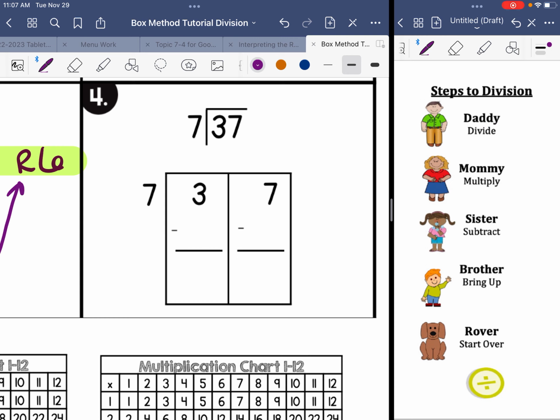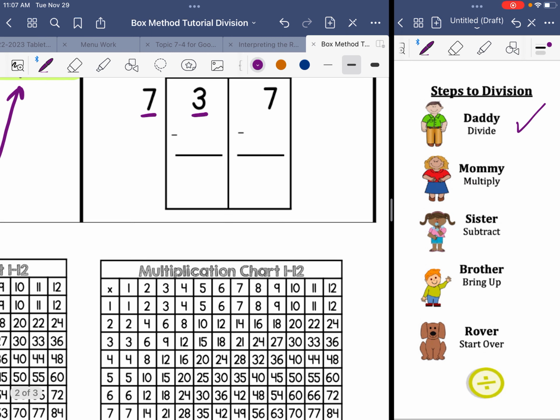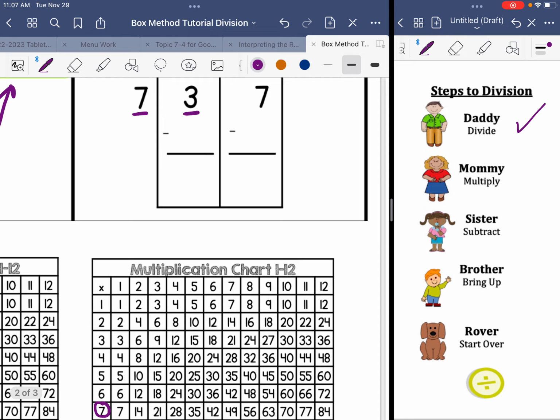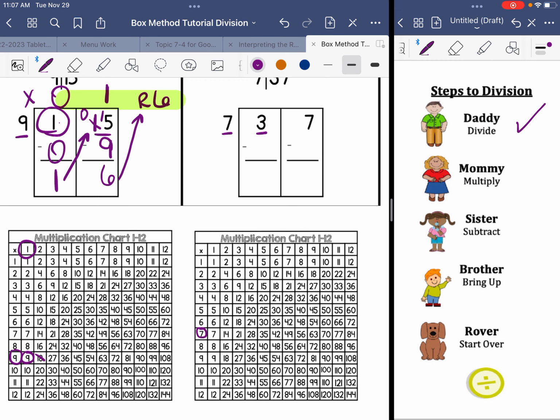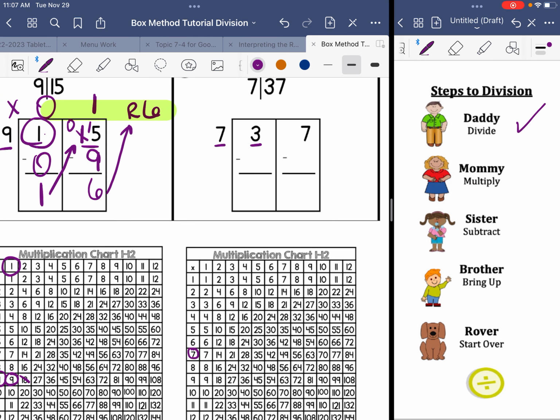Okay, our first step is daddy divide. How many 7s fit into 3? Can you make a group of 7 with only 3 dots? No, because the smallest is 7, and we need 3. So that can't work, so we're going to say I can make 0 groups.